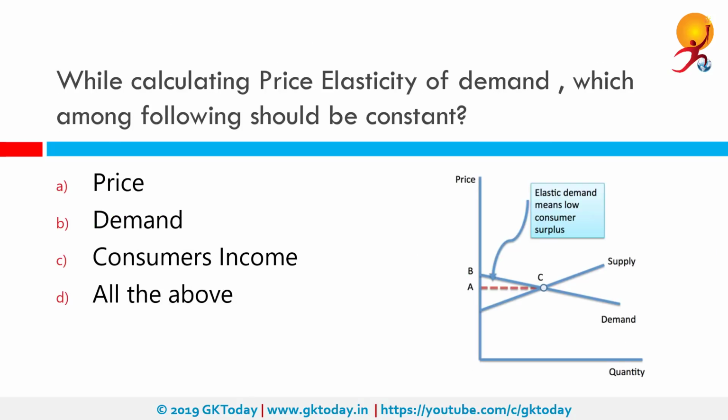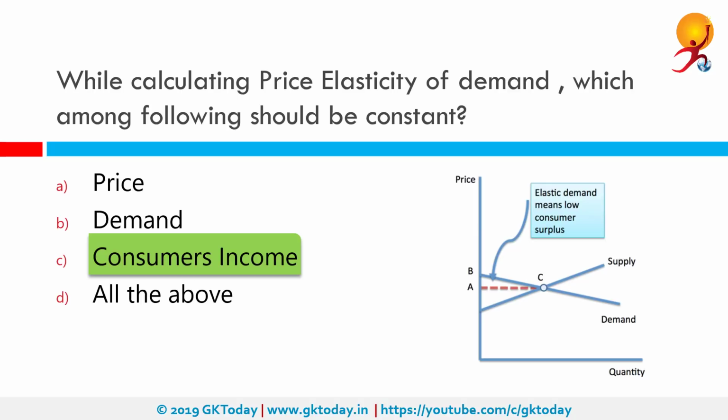While calculating price elasticity of demand, which among the following should be constant? The correct answer is consumer's income. Price elasticity of demand is defined as the percentage of change in quantity demanded divided by percentage change in price. The higher the income elasticity of demand in absolute terms for a particular good, the bigger consumers' response in their purchasing habits if their real income changes.